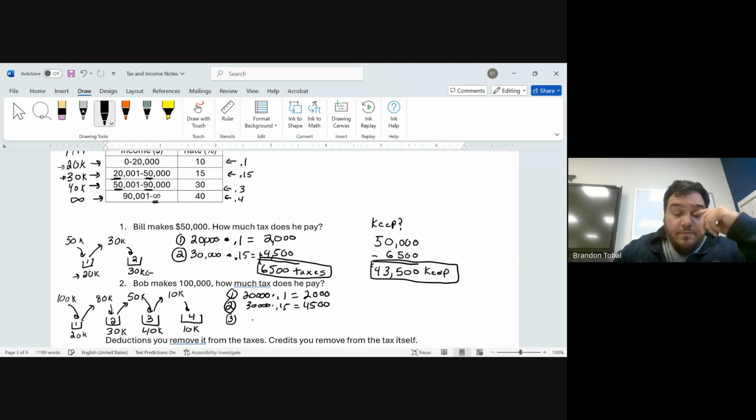Bucket 3, 40,000 times 0.3, because it's 30%. That's going to be 12,000. And bucket 4, there's only 10K in bucket 4. So 10,000 times 0.4, that's simply 4,000.